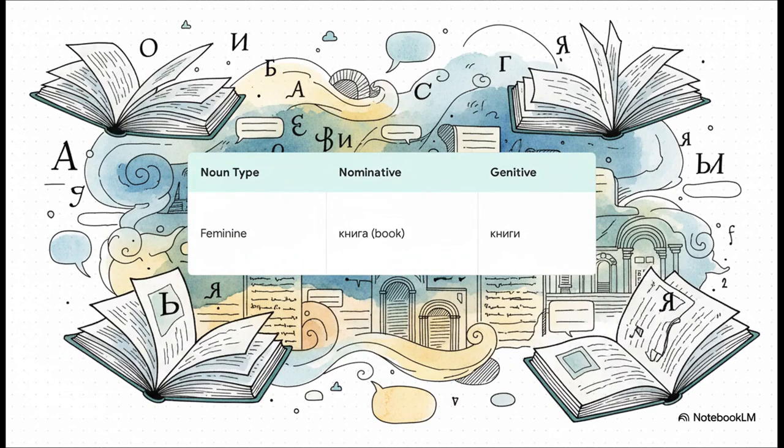Okay, what about feminine nouns? Well, for nouns ending in A, like kniga, meaning book, we change that ending to y or I. Now, there's a little spelling rule here. After certain letters, like g, you have to use I. So kniga becomes knigi. Let's try saying that one together. Knigi. Fantastic, you're getting this.